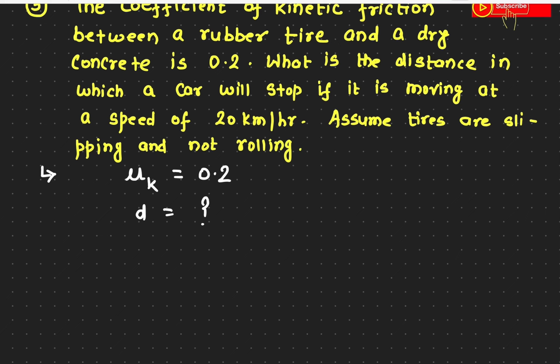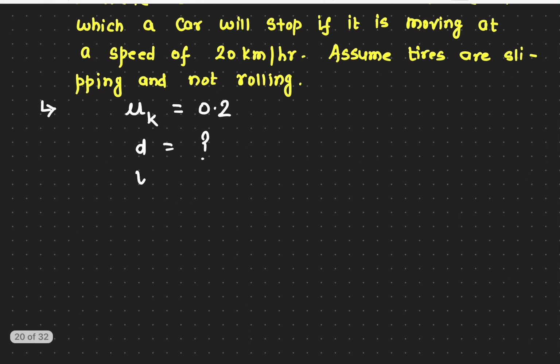And then you have to find out the distance. The initial speed is given: 20 kilometer per hour, and remember you have to convert this into meter per second. If you don't do it, you won't get the final correct answer. Although your process might seem right, you will never get to the correct answer. Always make sure that you have the proper units.